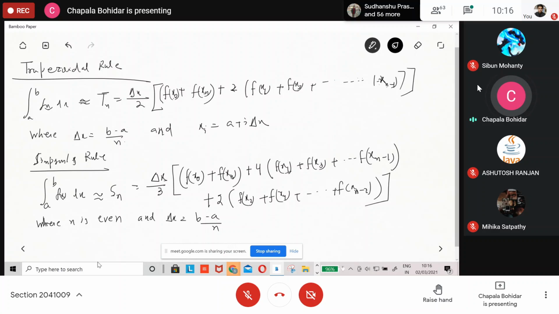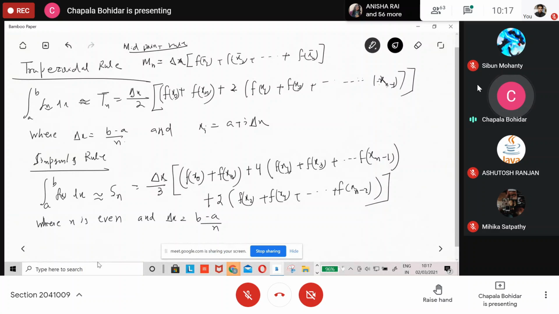And all of you know the midpoint rule. I'm writing here. Midpoint rule, that is Mn is equal to del x into f(x1 bar) plus f(x2 bar) plus up to f(xn bar). Okay.